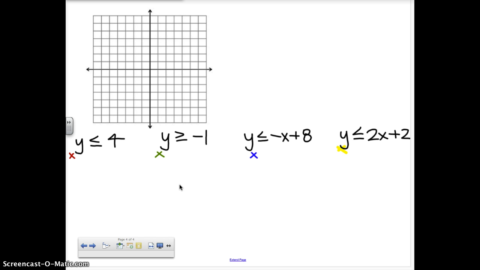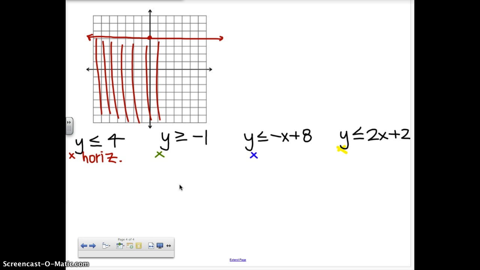Okay, how did you do? Check your graph with what I'm about to put up here. What's nice here is that I'll solve for y. In the first one, y is less than or equal to 4. Fun fact, this is a horizontal line. Go up to 4 and draw a horizontal line. You want all the points less than, so that's going to be everything going this way. All of these values are less than 4.